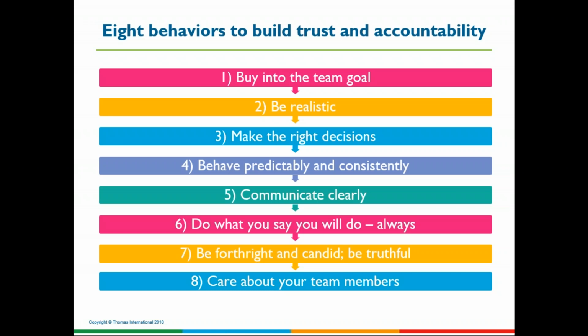So people are texting in. Number 1, buying into team goal, be realistic, communicate clearly. Yeah, that's a number 1. Number 6 is do what you say you'll do always, care about team members, communication, buying into team goal. 1, 2, and 6 are major factors here.